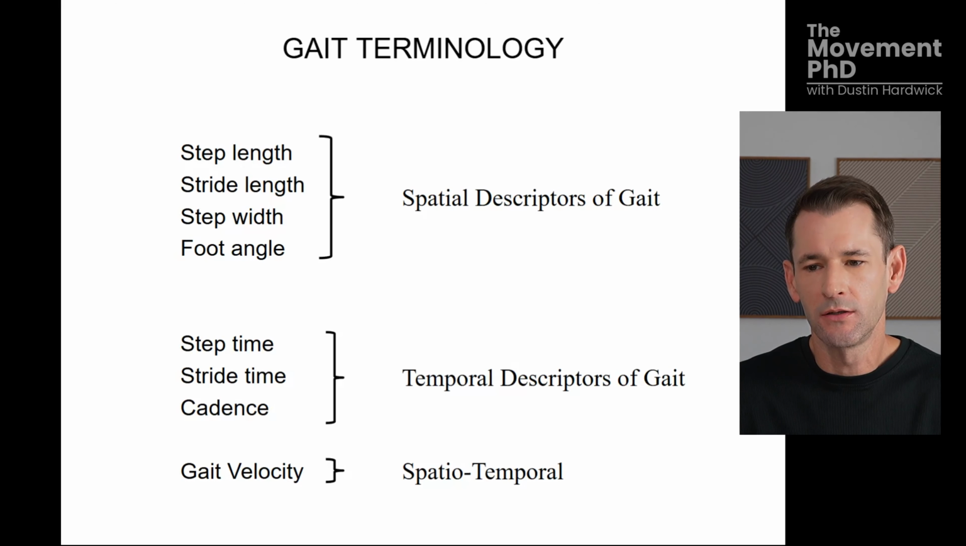In this next section, we're going to cover the spatial and temporal descriptors of gait. We'll cover step length, stride length, and step width and foot angle as our spatial, or in space, descriptors of gait. And we'll cover step time, stride time, and cadence in our temporal descriptors of gait. Temporal just means in the frame of time, so the time descriptors of gait. And finally, we'll cover gait velocity, which is a spatio-temporal descriptor of gait. So it combines space and time to describe gait.